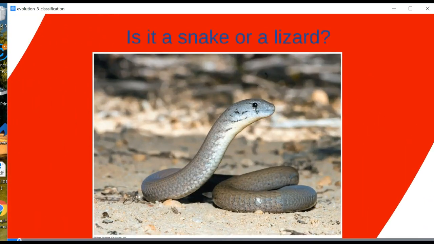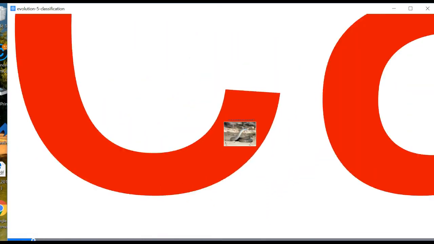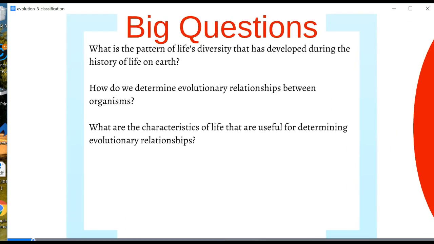Okay, so is this a snake or is it a lizard? Big questions for this presentation. What is the pattern of life's diversity that has developed during the history of life on Earth? How do we determine evolutionary relationships between organisms? And what are the characteristics of life that are useful for determining evolutionary relationships?